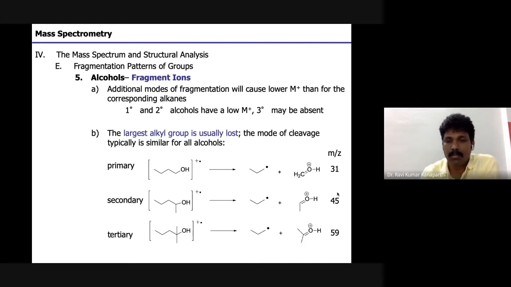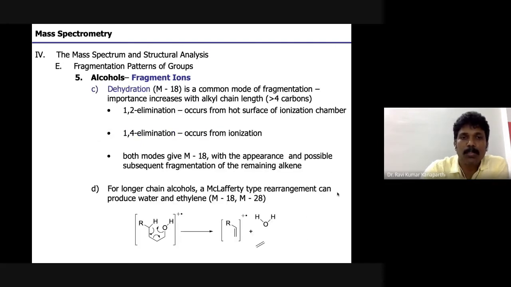Okay, you can just immediately jump to a conclusion. Since it is an alcohol, we have the OH, and then OH can actually leave as a neutral species, taking a hydrogen from elsewhere. That's also possible, especially if you have a proton at the fourth position. So 1,2 elimination occurs from hot surface ionization, and 1,4 elimination occurs from the ionization. So both 1,2 and 1,4 eliminations are very common in the case of alcohols.